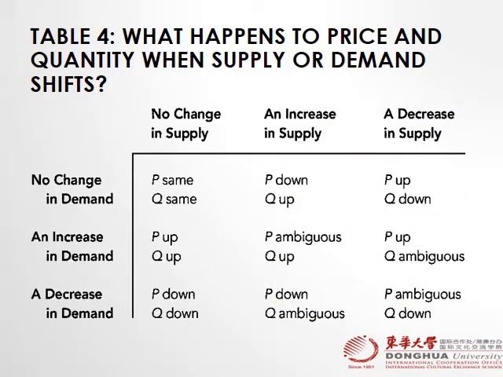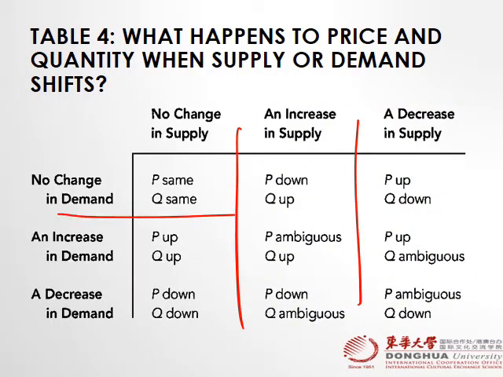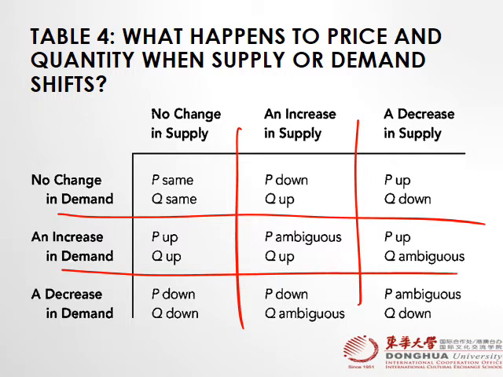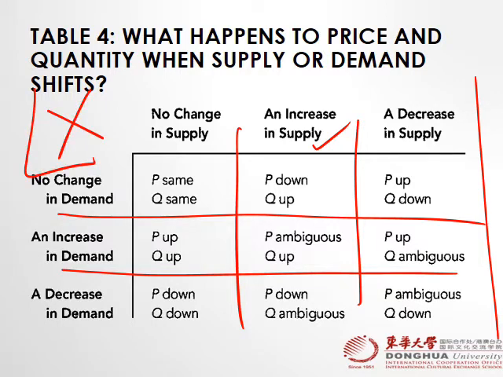So here's a table which shows any possibility regarding finding new equilibrium. You can just memorize it or you can find out the logic. For example, here we can see an increase in supply and no change in demand. So this is the market. Increase in supply means shift to the right. So here, shift to the right.